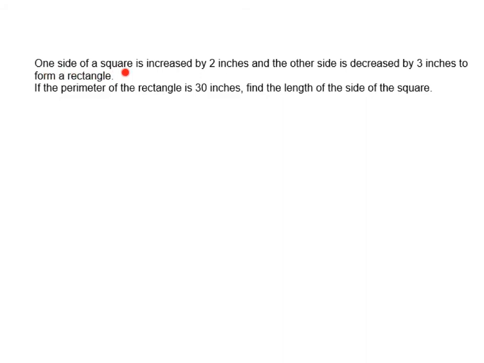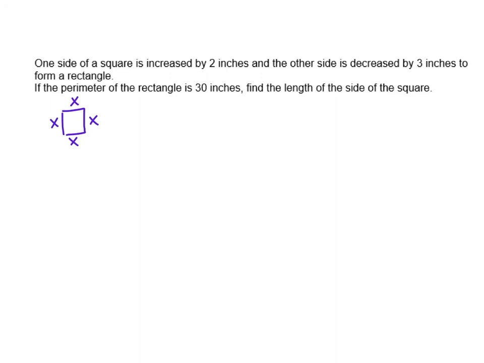All right, one side of a square is increased by 2 inches and the other side is decreased by 3 inches to form a rectangle. So first let's see what we're talking about. We're starting with a square, right? So here's our square. What do we know about squares? All 4 sides are congruent. So I'm just going to label each of those with x.